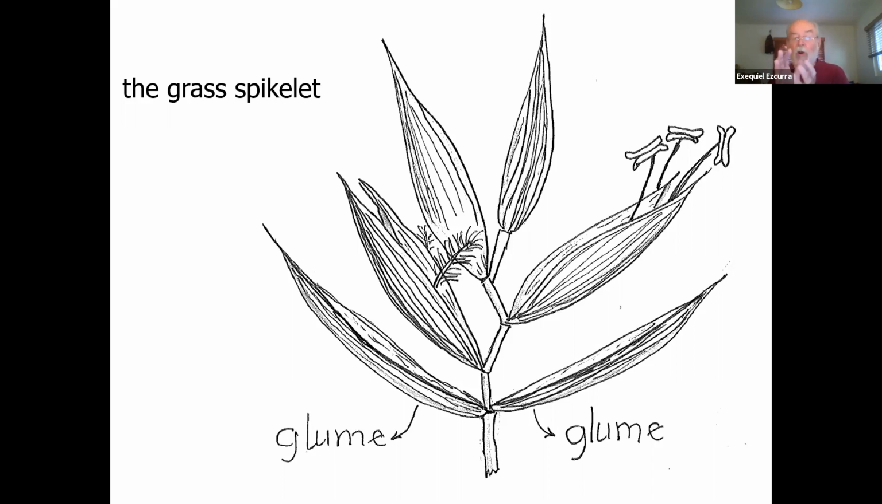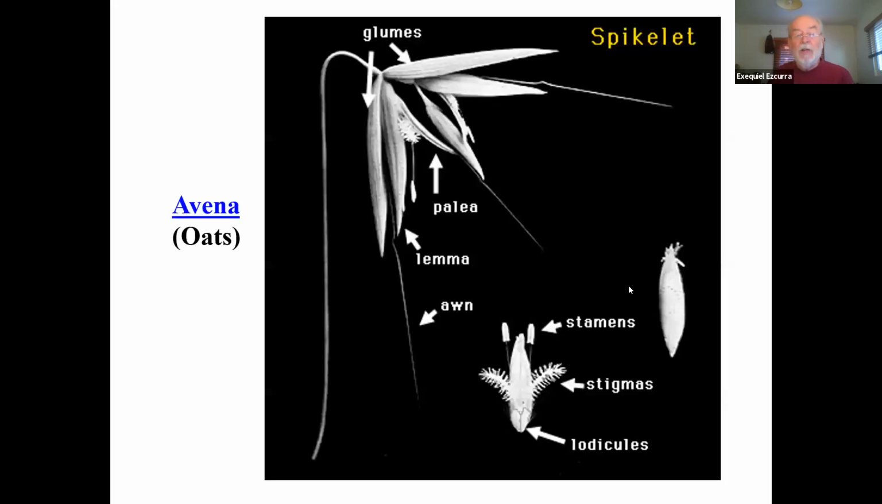And then each floret is supported by, yet again, another 2 bracts that are known as the palea and the lemma. And inside that little case formed by the palea and the lemma, you will find the ovary with two plumose stigmas and three anthers coming out at some point during the process of pollination. Let me show you some illustrations.